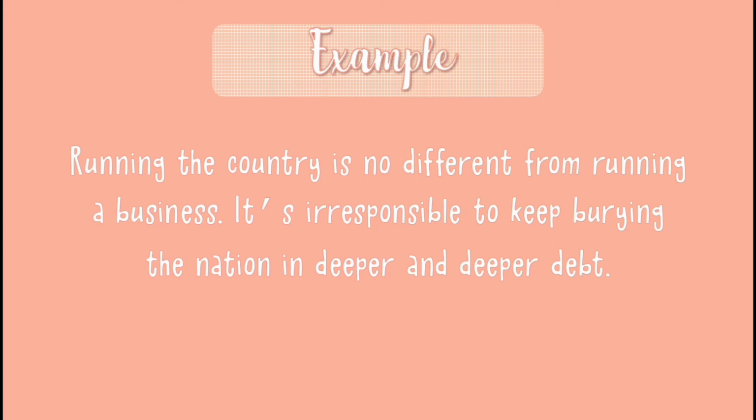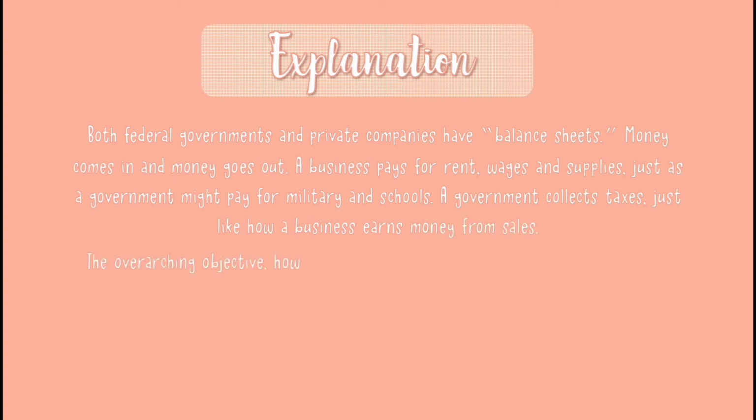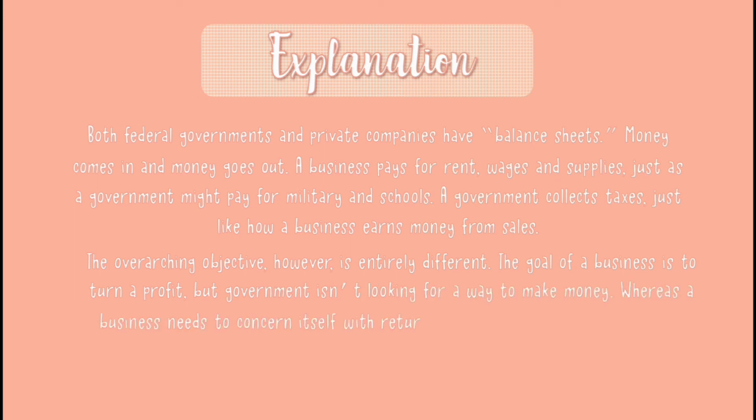Example 2. Running the country is no different from running a business. It's irresponsible to keep burying the nation in deeper and deeper debt. Explanation. Both federal governments and private companies have balance sheets. Money comes in and money comes out. A business pays for rent, wages, and supplies just as a government might pay for military and schools. A government collects taxes just like how a business earns money from sales. The overarching objective, however, is entirely different. The goal of a business is to turn a profit, but government isn't looking for a way to make money, whereas a business needs to concern itself with the return on investment. A government may spend money where there may not be an immediate tangible return.